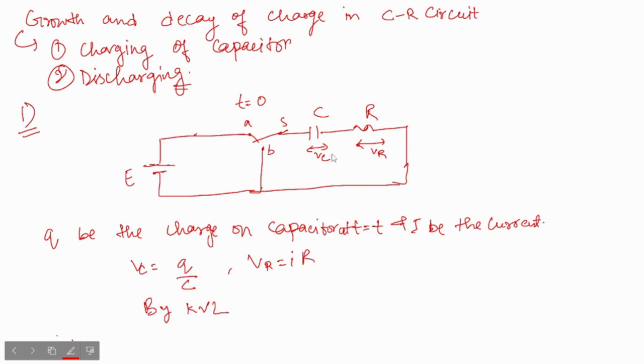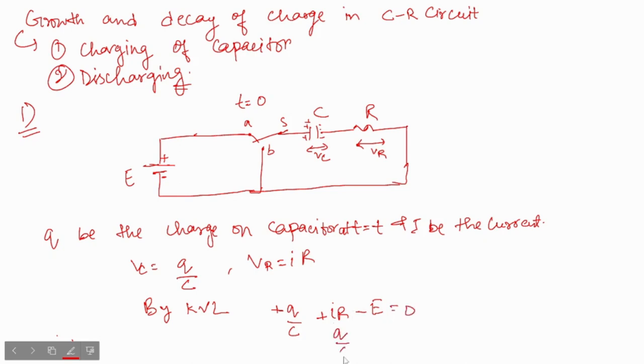Now by KVL, Kirchhoff's voltage law, if you move across this circuit, what would be the equation? We are going from the positive plate to the negative plate, which means there is a decrease of potential, so we take decrease of potential as positive. It will be plus Q by C. Then we pass across the resistor, and there is also a decrease of potential, which we take as positive, so plus IR. Minus E, because going from the negative to the positive terminal of the battery there is an increase in potential, which we take as negative, equals 0.